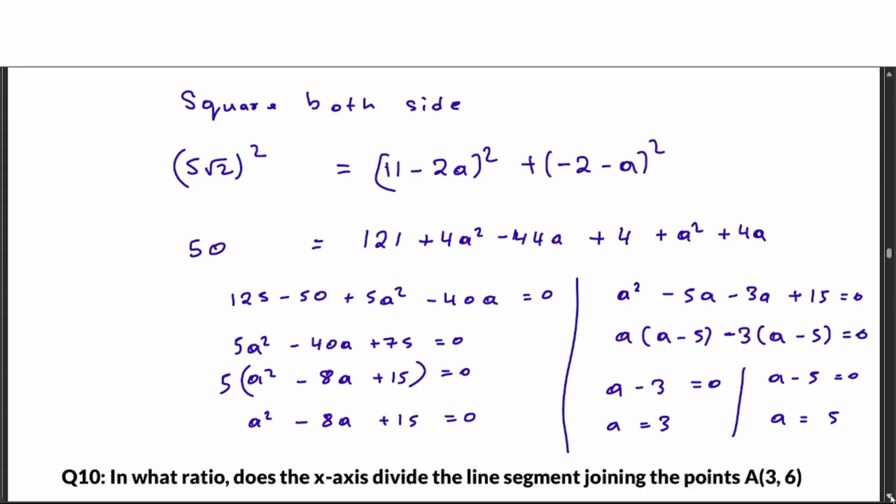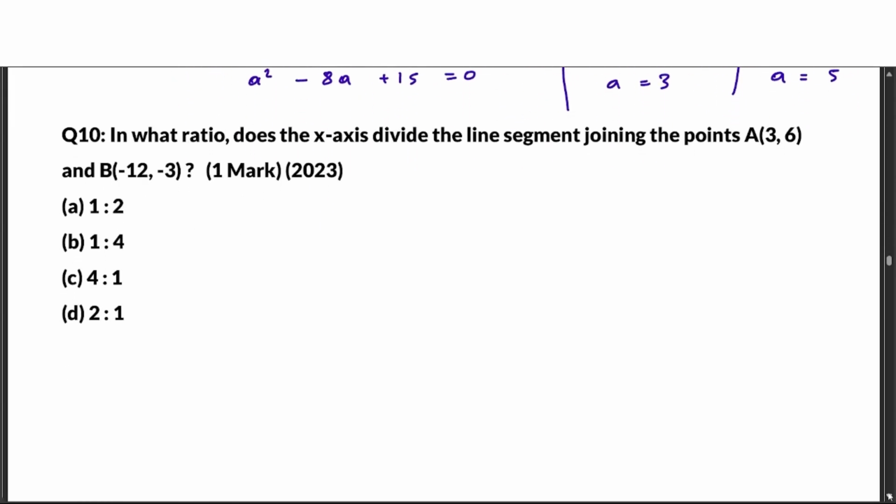Now coming to the next question here. So question number 10. It is saying in what ratio does the x axis divide the line segment joining the points A 3 comma 6 and B minus 12 comma 3. Okay, so here we have to solve based on that. Okay, so let's solve this one. So it is again an MCQ question.